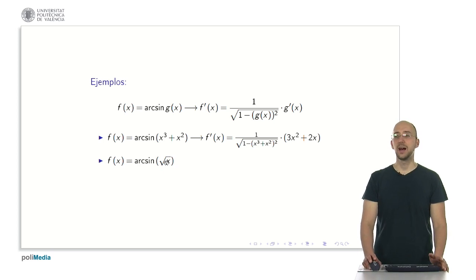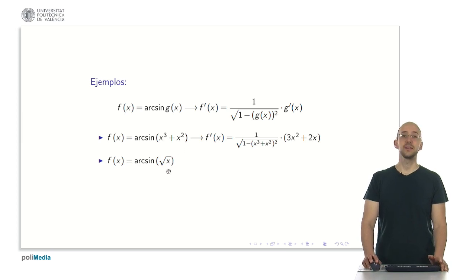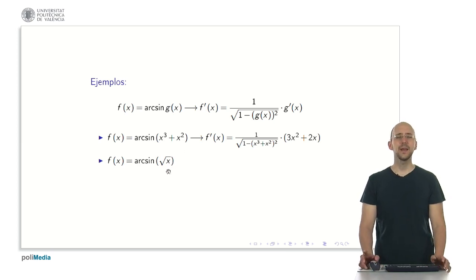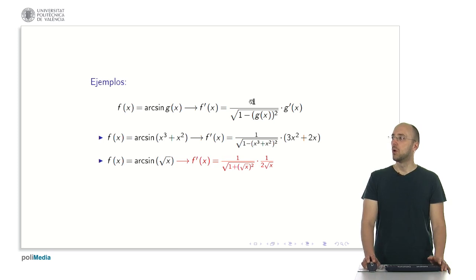What if we were asked to calculate the arcsine of the square root of x? In this case, what is g of x? G of x is the square root of x. What is the derivative of the square root of x? It is 1 divided by 2 times the square root of x. If we apply the formula, we would have 1 divided by the square root. There's a mistake here. I hope you noticed that it should be a minus instead of a plus due to the formula.